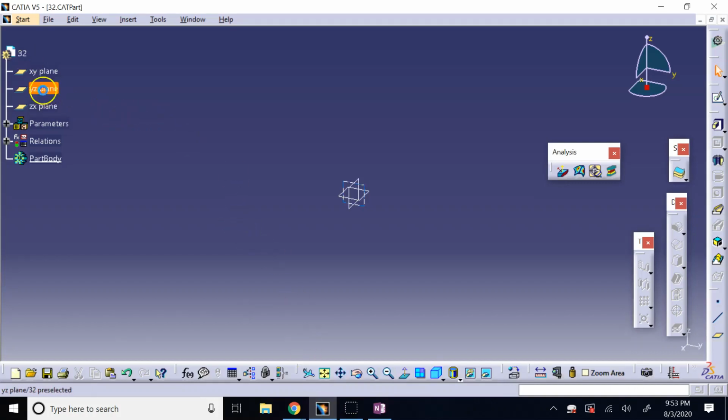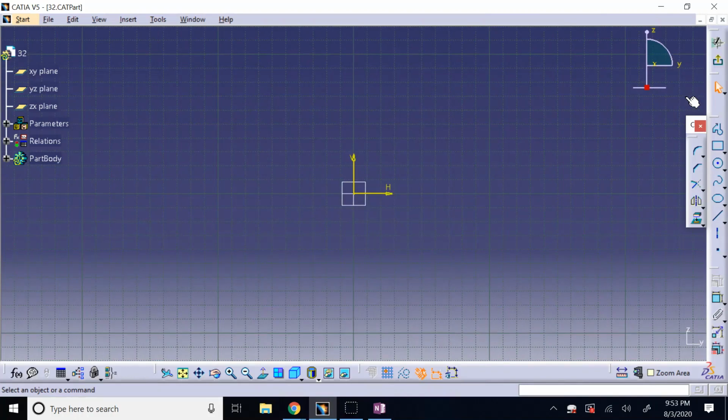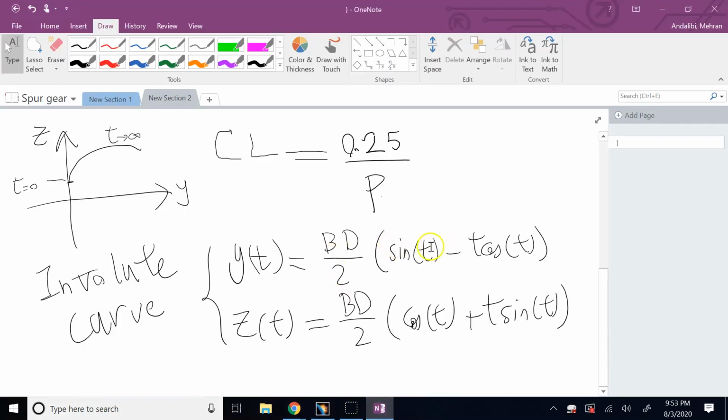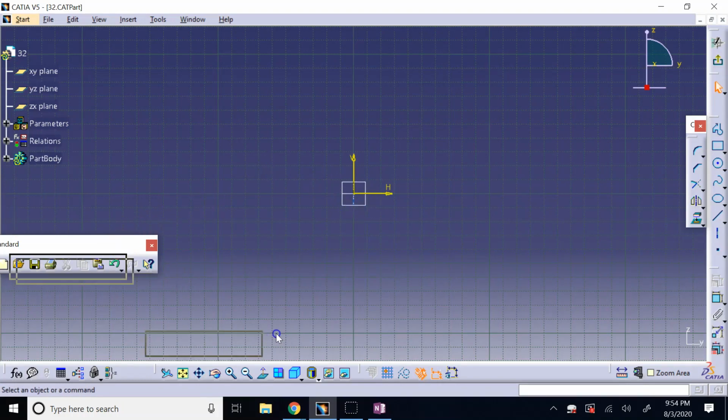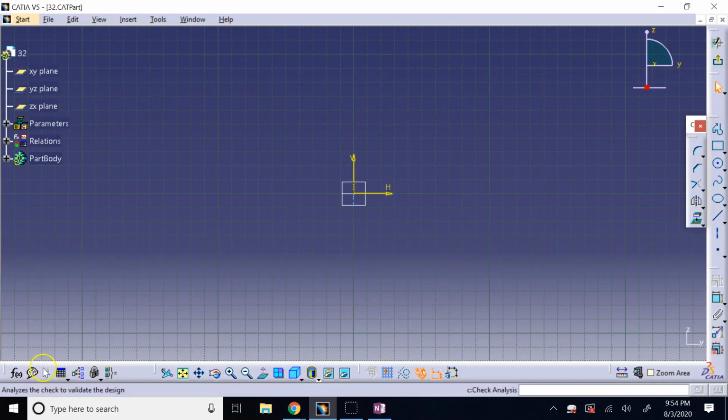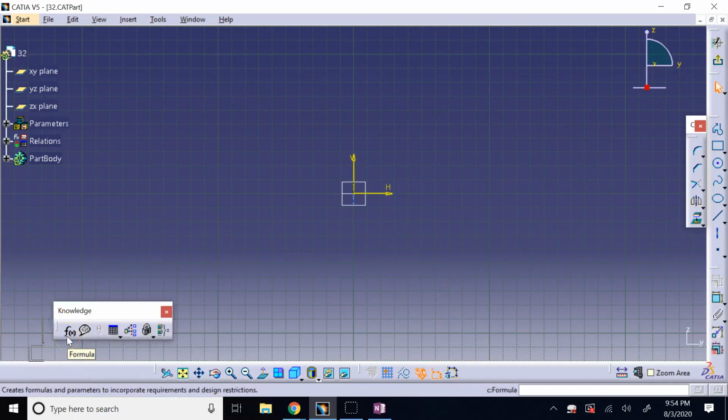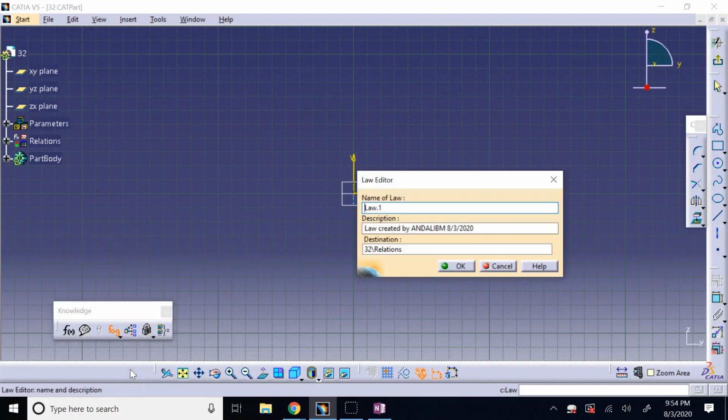So now we're going to go to the YZ plane, go to sketch, and before we can do anything, we want to add these two functions and be able to evaluate them when t goes from one number to another so that we can get those involute curves. So first we need to create functions. Functions are different from formulas or parameters. Where can you create a function that you can evaluate at some point? They are in this knowledge toolbar, but they are not fx. You have to expand the design table, and that's this one, FOG. It's called the law. So a law is the same as a function. So I want to create a law.